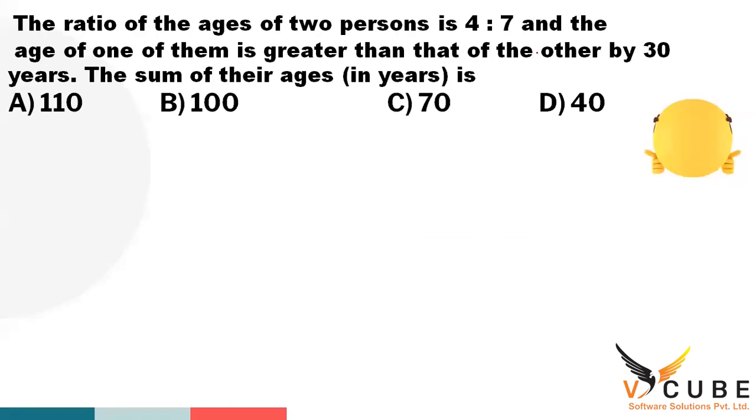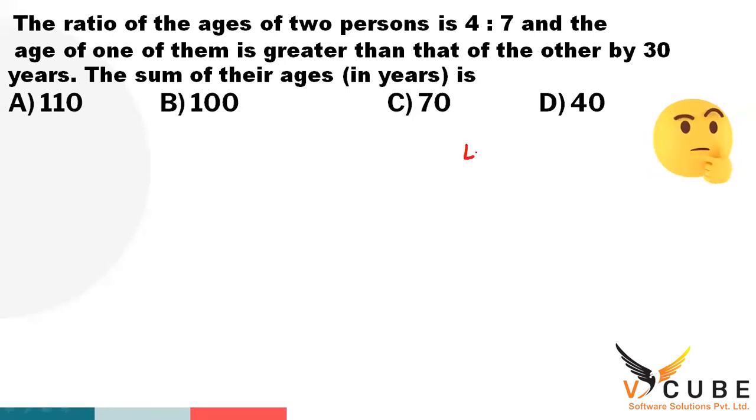The ratio of the ages of two persons is 4:7, and the age of one of them is greater than that of the other by 30 years. The sum of their ages is? I think it's a very, very easy problem, guys. So read the question properly, we'll get the answer. I think no need for pen and paper.